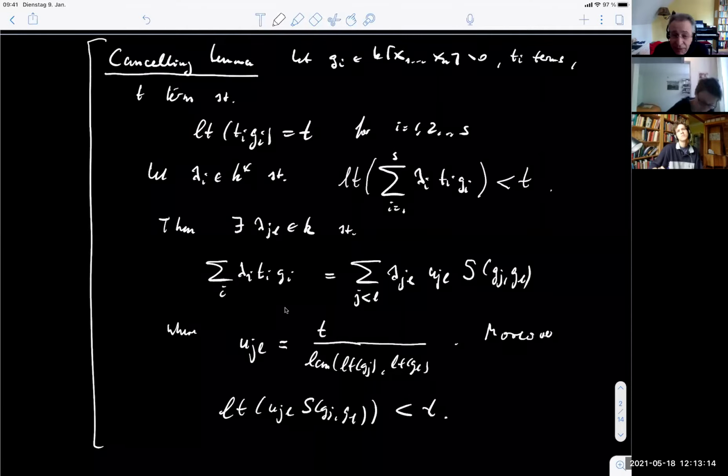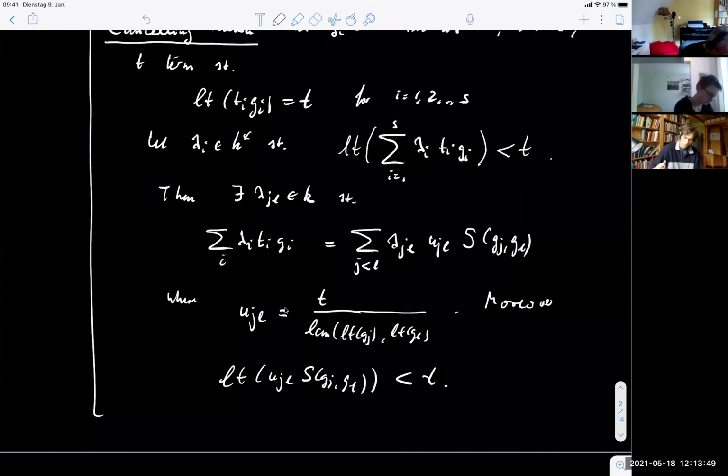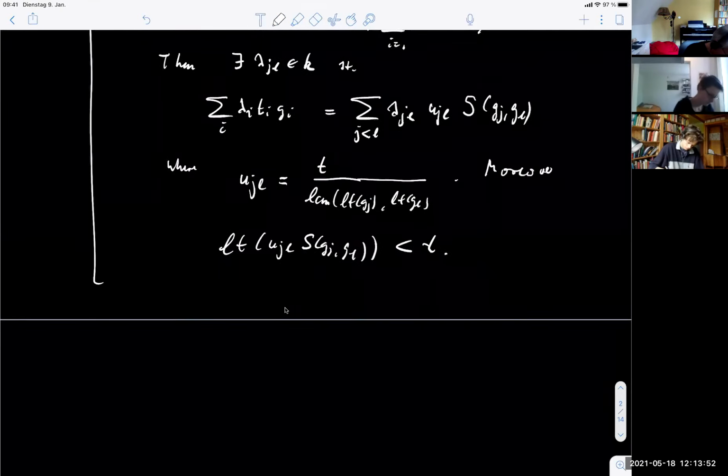Then you can rewrite this as a linear combination of some very specific polynomials that we can control. Namely, we can rewrite it as a linear combination of the S polynomials. The S polynomials we can compute, okay? And the T doesn't occur anymore. Everything in this new linear combination has terms strictly less than T. The proof is not difficult, actually. It's just that the statement is a little bit technical.